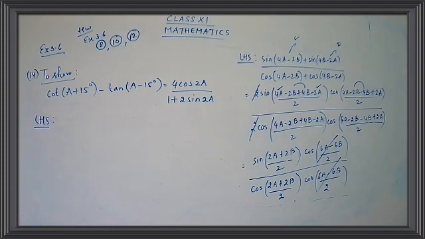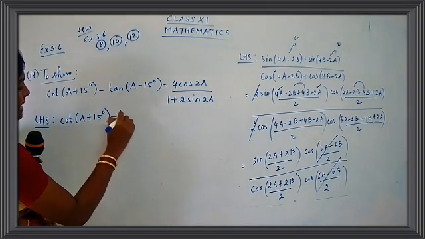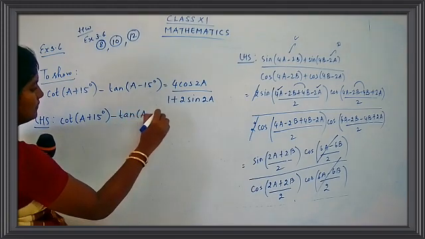On the to show part, it's cot of (A plus 15 degree) minus tan of (A minus 15 degree) is equal to 4 cos 2A upon 1 plus 2 sin 2A. Okay, let me start with the LHS part. It's cot of (A plus 15 degree) minus tan of (A minus 15 degree).